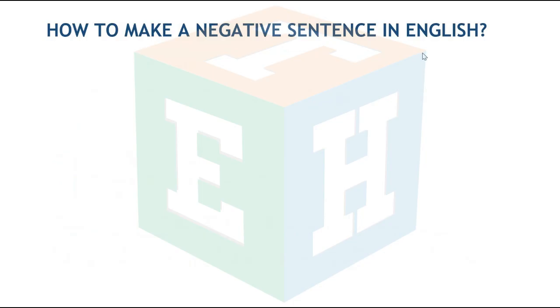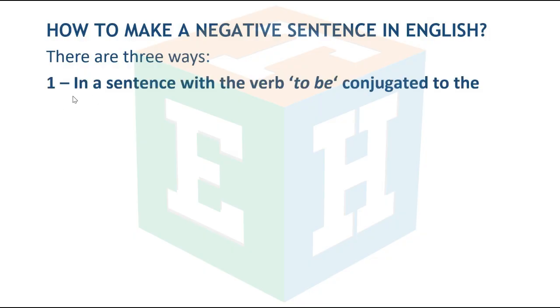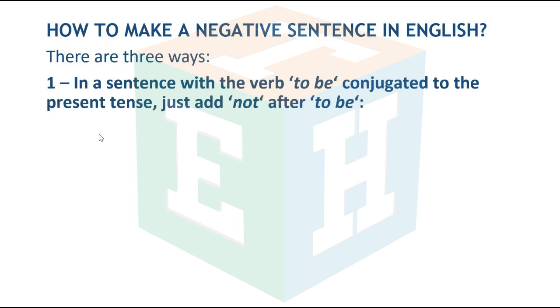How to make a negative sentence in English? There are three ways. One, in a sentence with the verb to be conjugated to the present tense, just add not after to be.